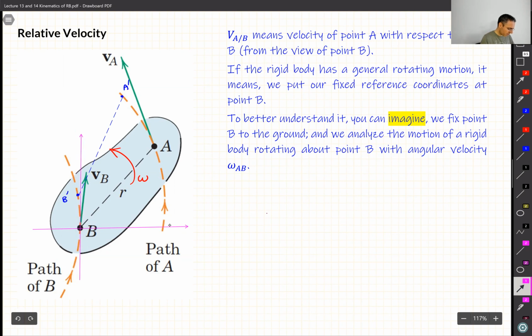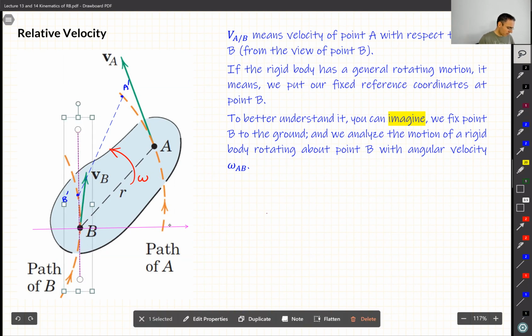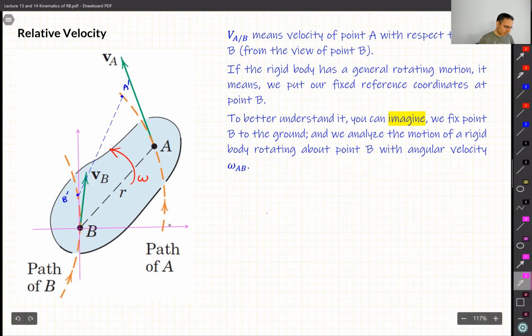Let me draw this first. We analyze the motion of this system now with respect to point B. And we call, let's say, this one X and this one Y. But remember, always when we set a fixed reference at a point, it means we are sitting at that point B, we are not moving, and we are looking at the other point, which is here, point A. So the person sitting at point B sees that point A is moving, but obviously this R is constant, right?